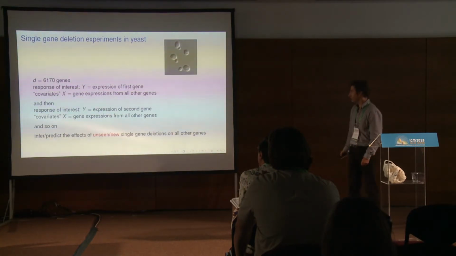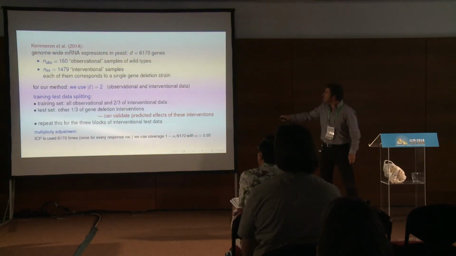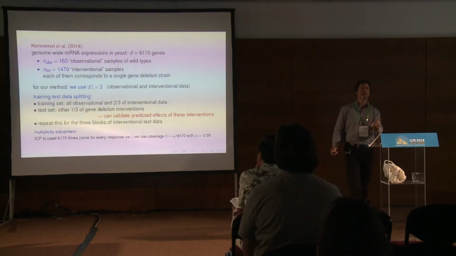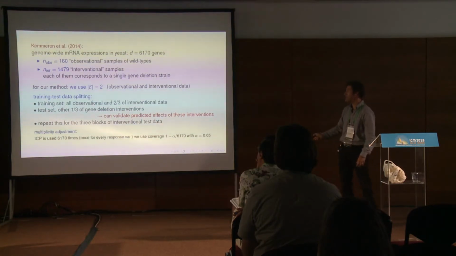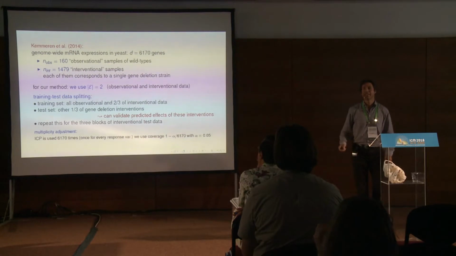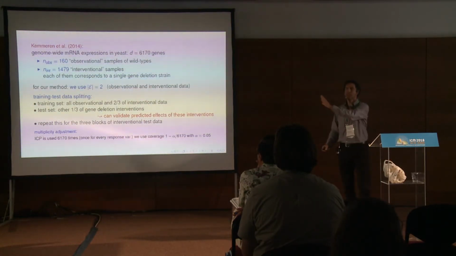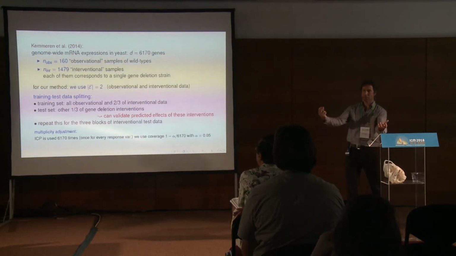Here's the data. We have collaborators in the Netherlands. So we have 160 observational samples. This is a lot. They measured this yeast 160 times in steady state. It was quite expensive, but they did it. And they manipulated 1,479 single genes. So they knocked out single genes 1,479 times. Now, how does that fit in this sort of framework?